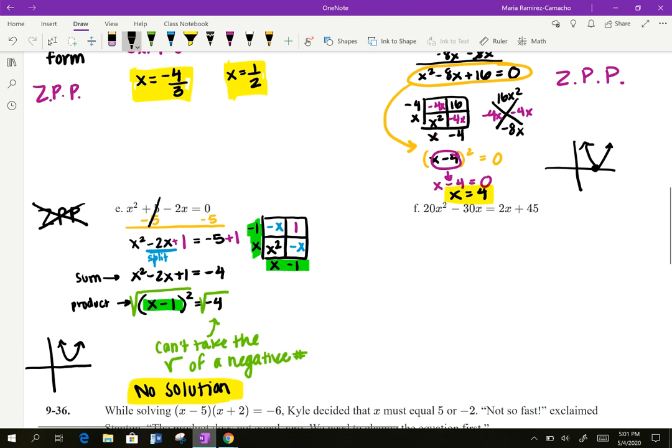Let me rewrite this first and foremost. So let's do minus 2x from both sides, 20x squared minus 32x equals 45. And then let's subtract 45 from both sides. I mean, I could stop here and then use completing the square, but actually this won't work out nicely, so let's keep going. Let's subtract 45 from both sides.